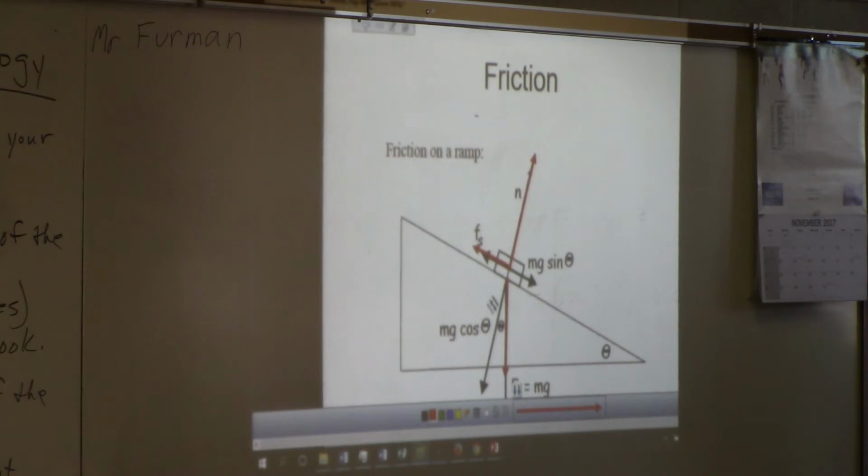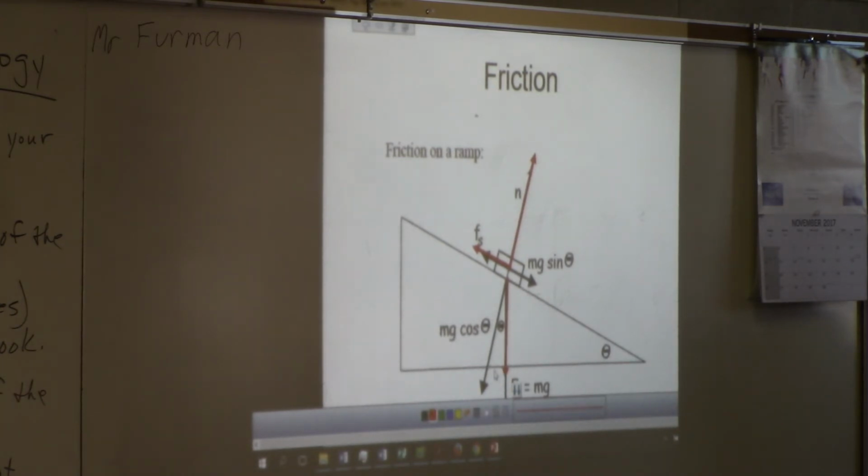Notice that not all of these force vectors are parallel or perpendicular to each other. The problem with a ramp, typically what you want to do is rotate your coordinate system such that it's parallel to, which notice friction is already parallel, or perpendicular to, your normal force, which is perpendicular. The only force that you have that's not either one of those in an example like this is gravity. Gravity is straight down.